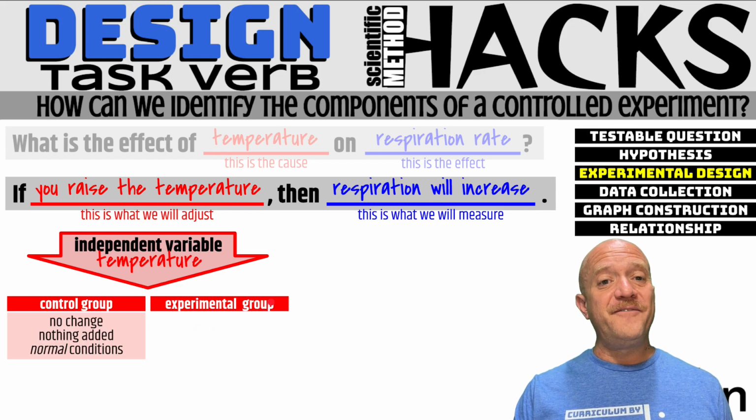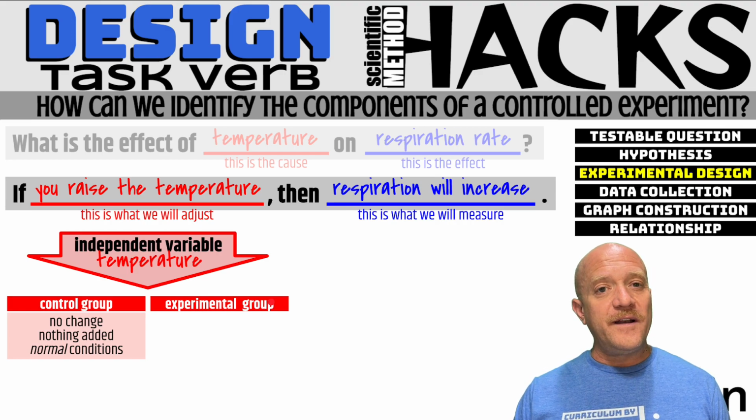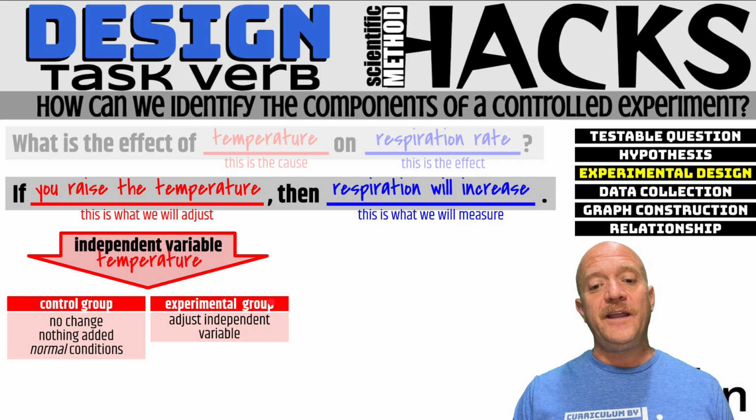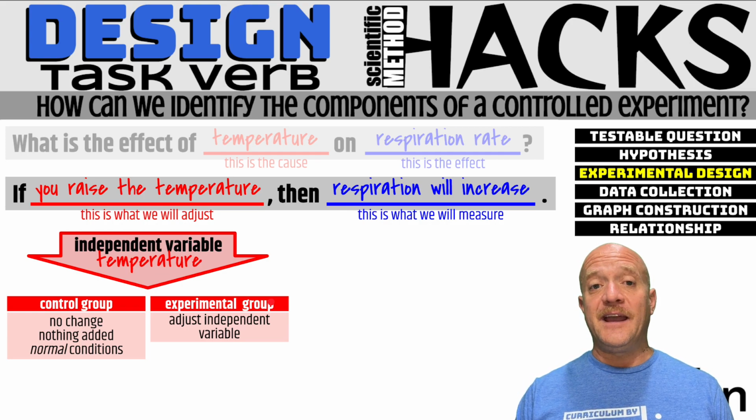The control group involves either no change, nothing additional has been added, or it is under normal conditions. And the experimental group is where we are adjusting just the independent variable. So in this case, we are only adjusting the temperature. Everything else will be kept the same.